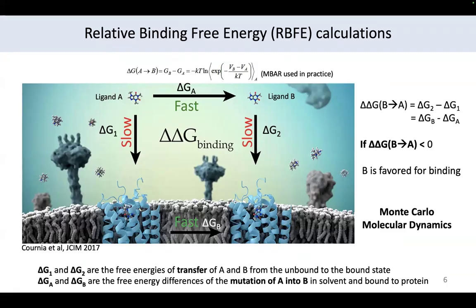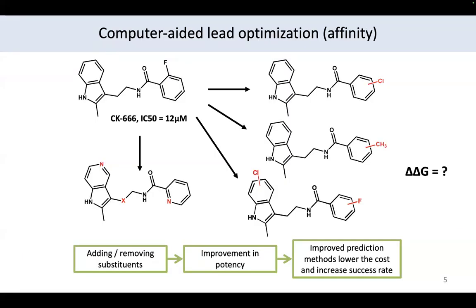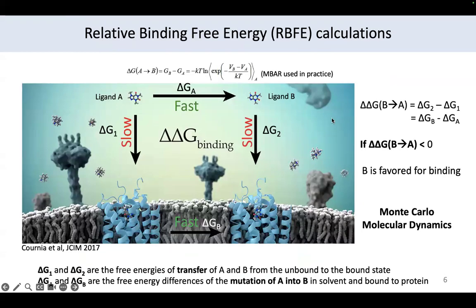So a rigorous computational framework to compute these relative binding free energies within a set of similar ligands, which we call congeneric ligands, is the free energy perturbation theory, that relates the free energy difference between compound A and compound B to an average of a function of their potential energy difference by sampling for the reference state.